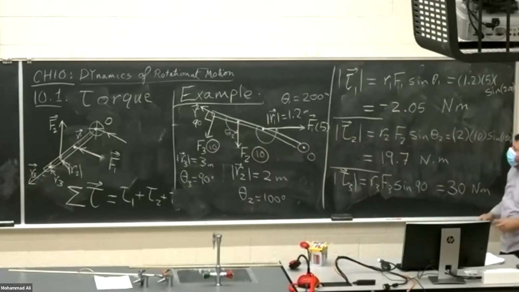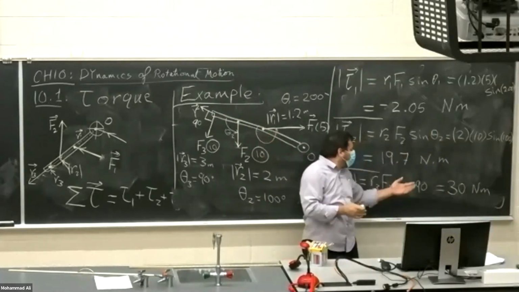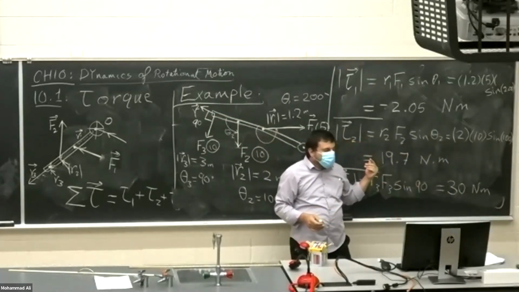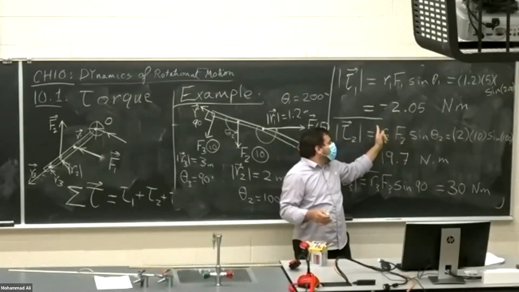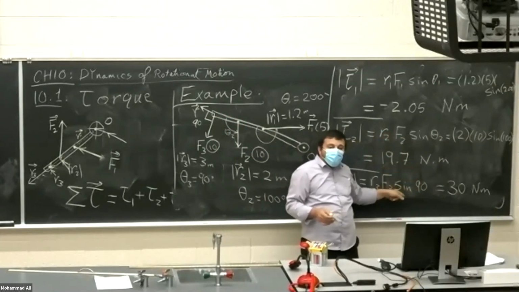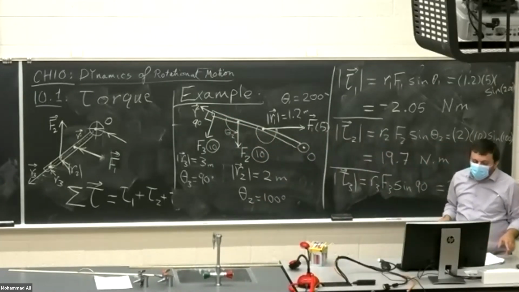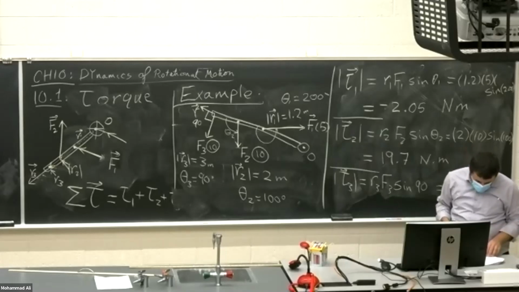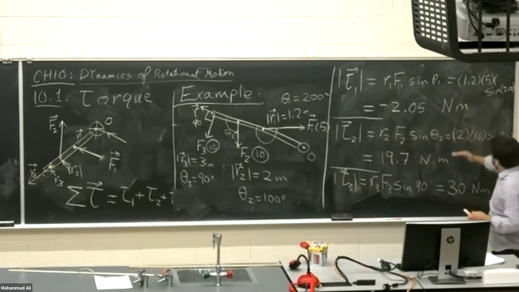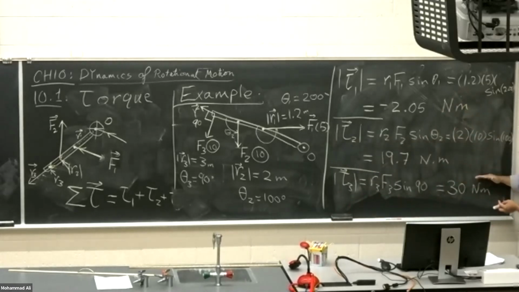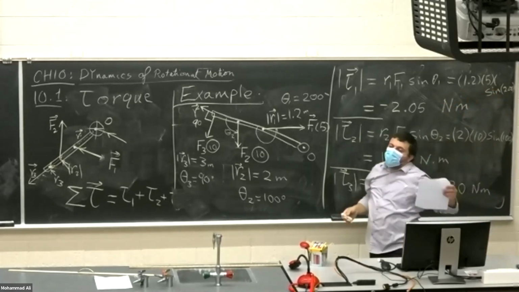As you see, if we increase the radius, then the torque will be increased also. If we increase the force, the torque will be increased. If we increase sine theta, the torque will be increased. Any question about that? What is the total torque? We need to add them together. We have 2 of them positive and 1 is negative.